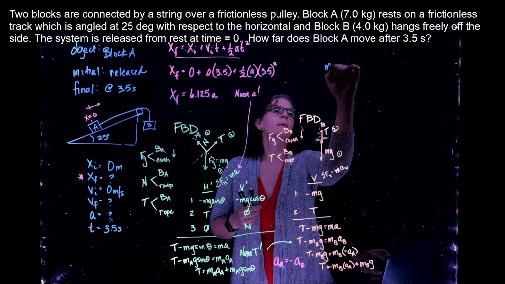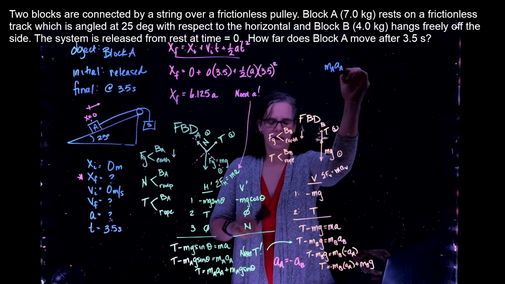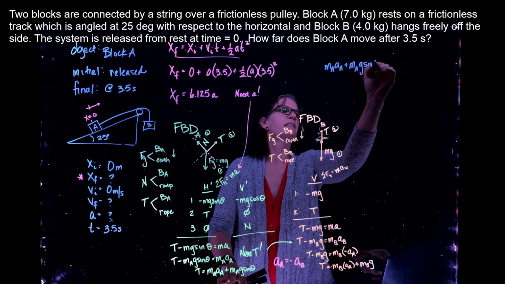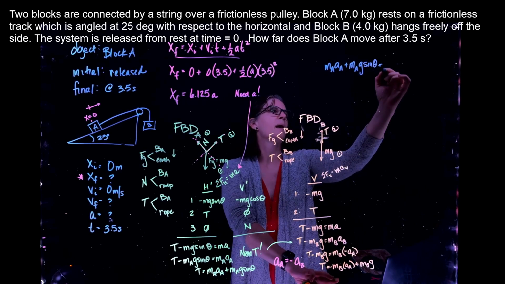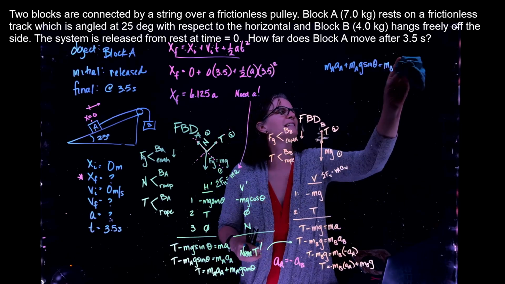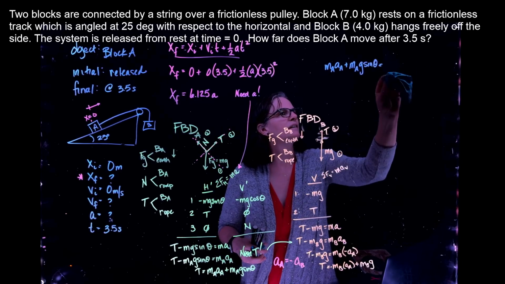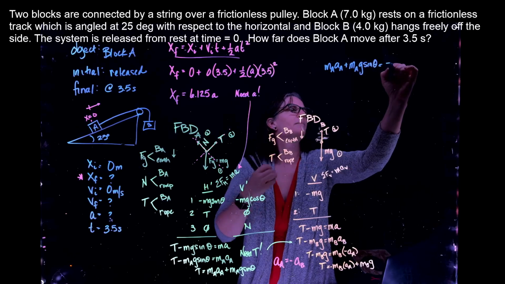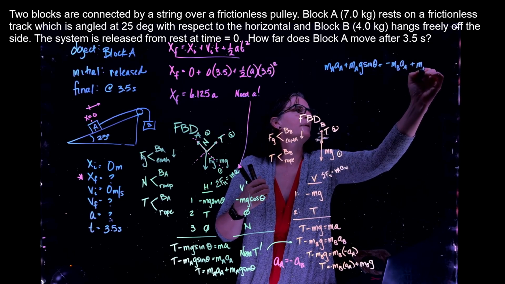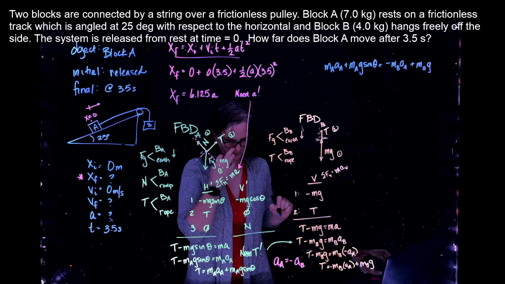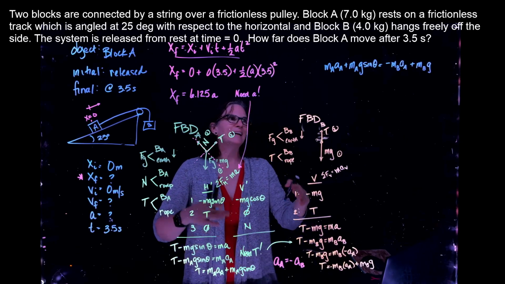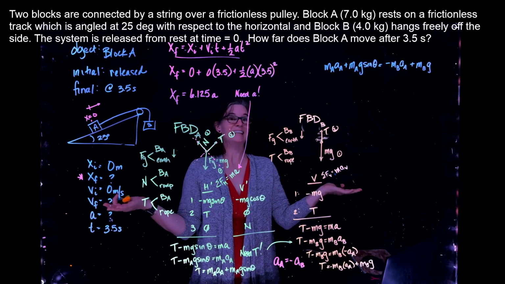I have mass of A, acceleration of A, plus the mass of A g sine theta, is equal to the mass of B, I'm going to get that negative in front because we're often used to seeing it that way, minus the mass of B, acceleration of A, plus the mass of B times g. Okay? So all I did was set these two equations equal to each other. Now I have everything with just A left over.